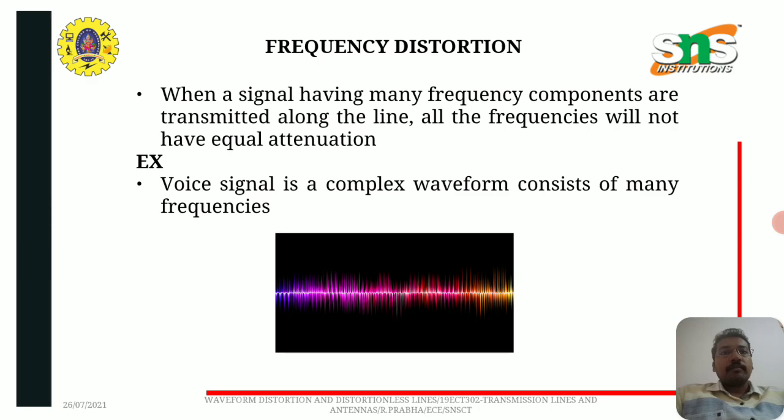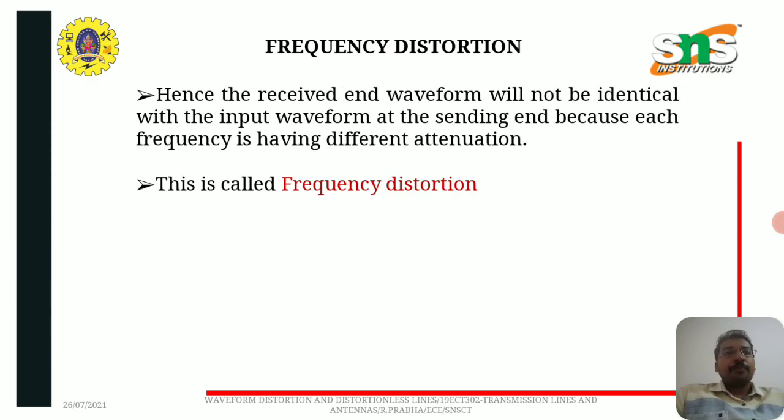Frequency distortion. When a signal having many frequencies is transmitted along the line, all the frequencies will not have equal attenuation. For example, a voice signal is a complex waveform consisting of many frequencies. Hence, the received end waveform will not be identical with the input waveform at the sending end because each frequency has a different attenuation. This is called frequency distortion.